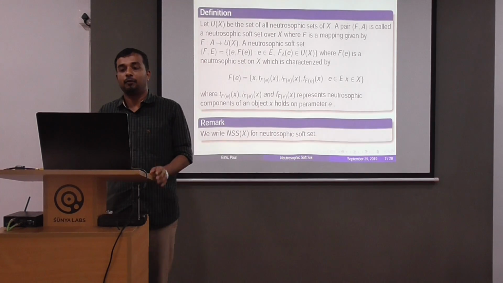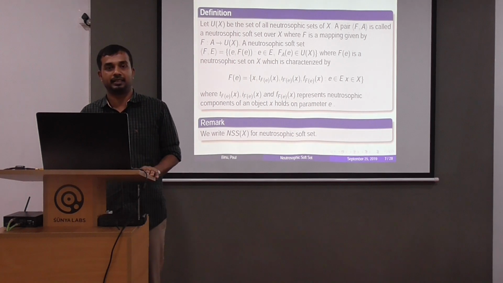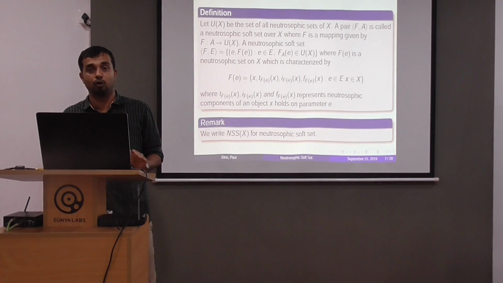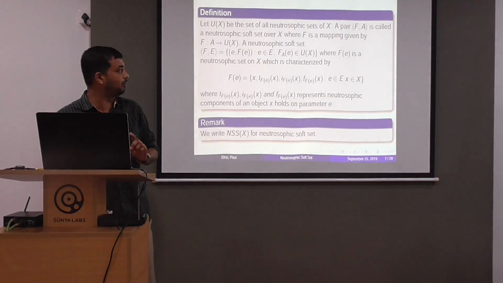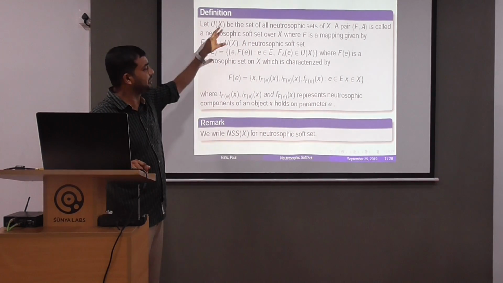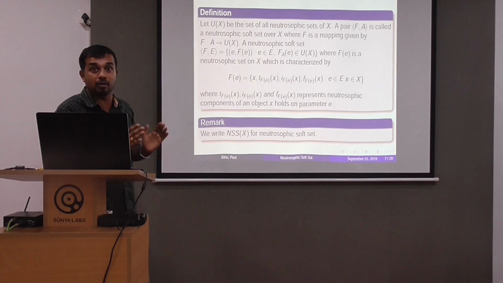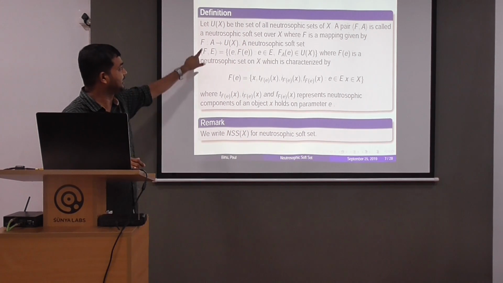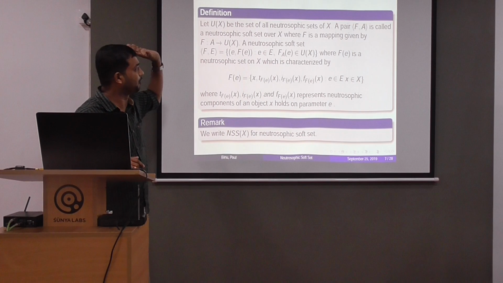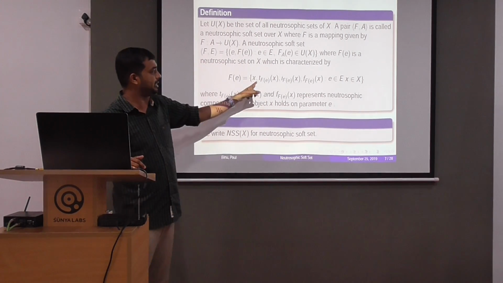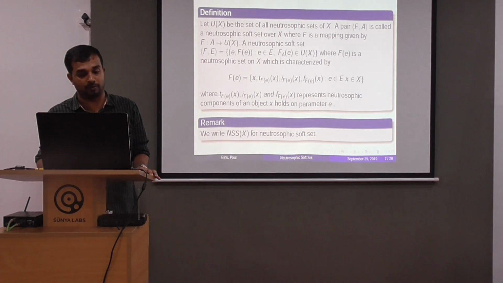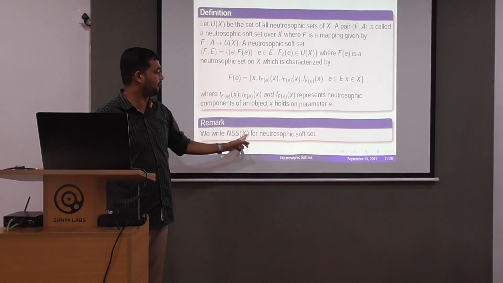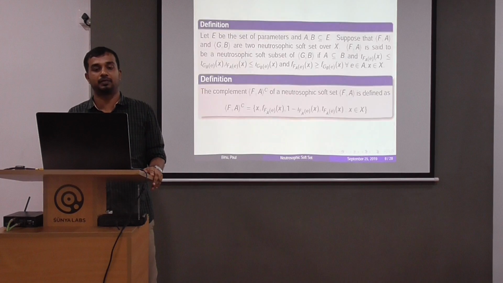Then what do we mean by the Neutrosophic subset? A Neutrosophic subset is the combination of a Neutrosophic set and a soft set. The only difference is that we consider the initial universe as the collection of all Neutrosophic sets. That is, F is a function from A to U of x. Each element of this set is characterized by 3 components. Then it is called a Neutrosophic subset. The notation NSS of x represents a Neutrosophic subset.